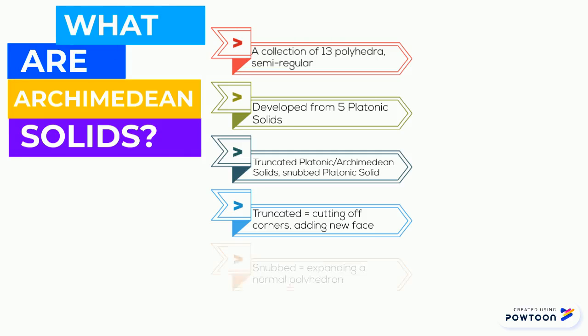And snubbed means expanding a normal polyhedron, like a cube, which then the faces are moved apart and twists on the centers develop new polygons that focus on the original vertices. Additionally, pairs of triangles are fitted between the original edges of the polyhedron.